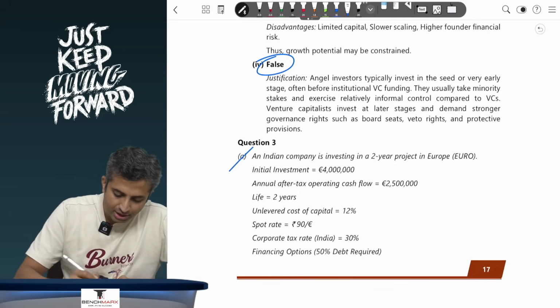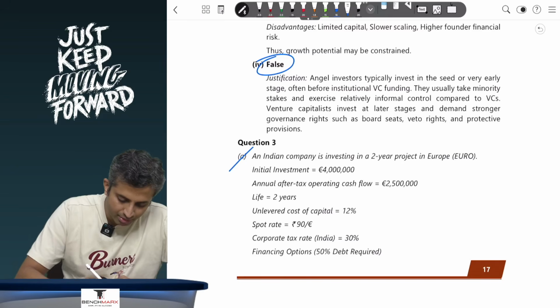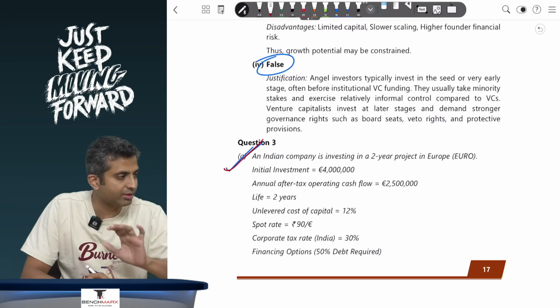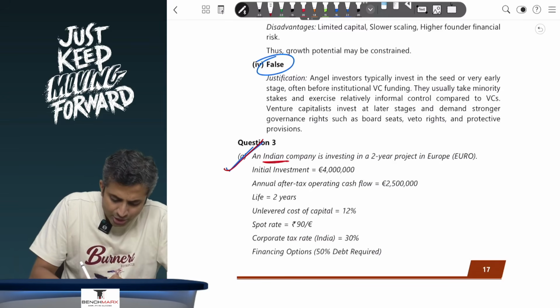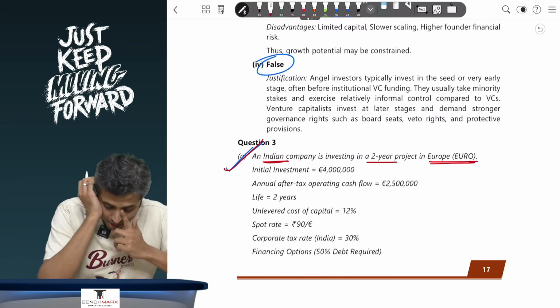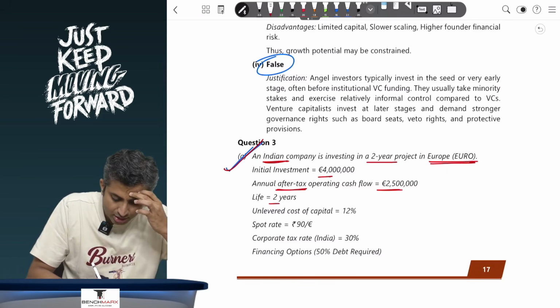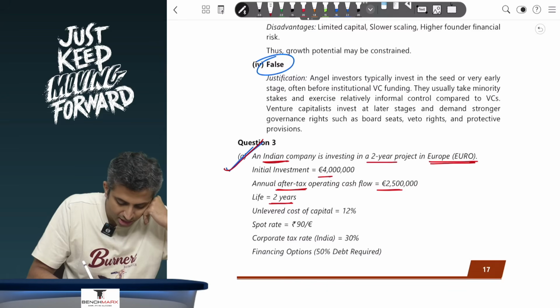An Indian company is investing in a 2-year project in euro. So this is again a question which involves a foreign currency investment. Like question 1A also had this, and even question 3 has this. So Indian company is investing in a 2-year project in Europe. So it is investing in euro. The initial investment is 4 million euro. Annual after tax operating cash flows are 2.5 million. Perfect. The life over here of the project is 2 years, and unlevered cost of capital is 12%.